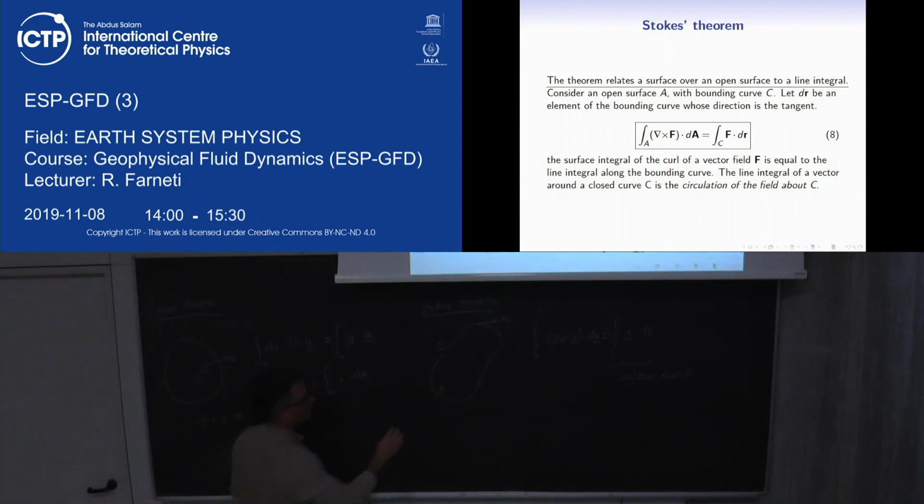Okay, so you have a flux of velocity, for example, through this surface, for example, through the blackboard. The curl of that vector field, for example velocity, so for example the vorticity, the curl of the velocity. The flux of the vorticity through the blackboard is equal to the line integral of the velocity field along the bounding curve, which is the border of the blackboard.